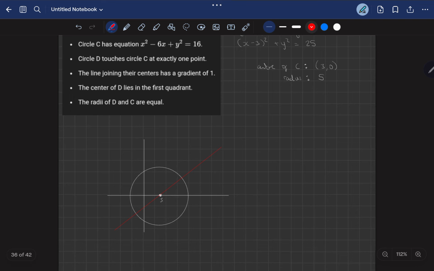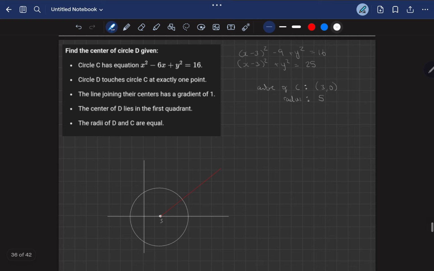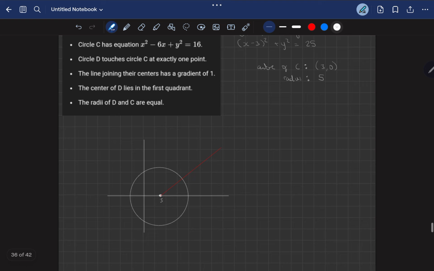However, we also know that the center of D lies in the first quadrant. So the center of D can really only lie along this red line. Now, the circle D touches circle C at exactly one point. If the center lies along this line, there are two possibilities where the circle touches circle C at one point. We could either touch right here, like that, or we could touch all the way over here. We have a very big circle going like that.